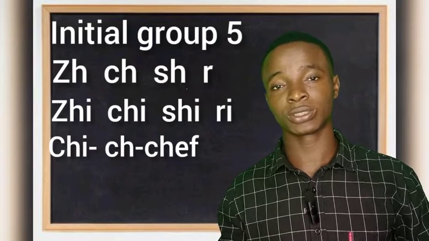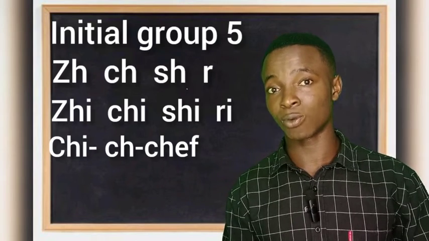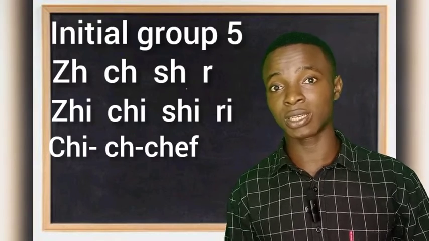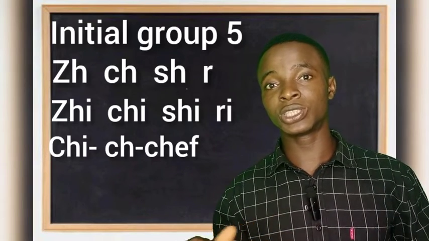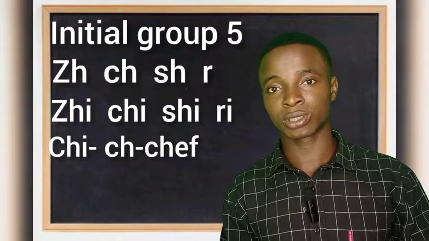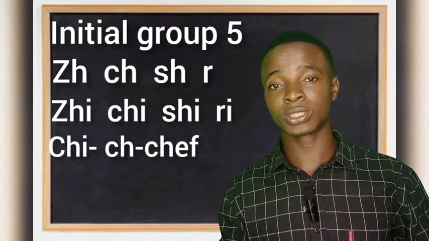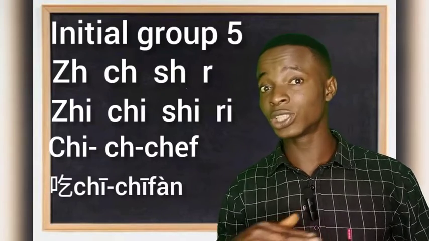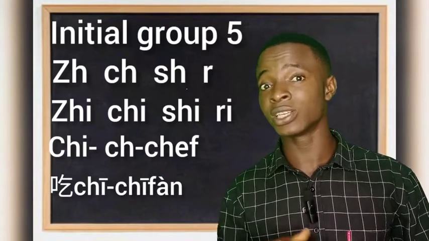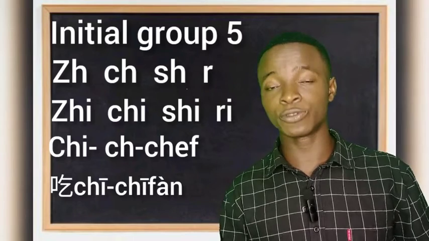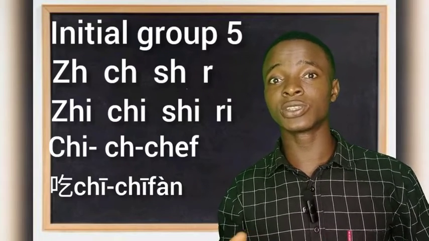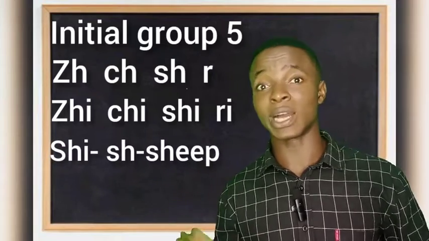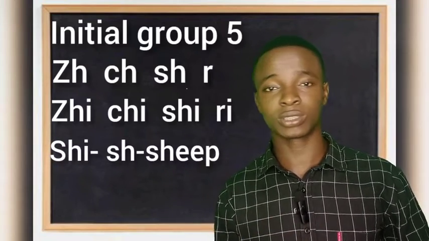Ch. Prolong it while saying the ch sound in the English language. Ch, ch. The Chinese word to eat is 吃. To eat food in Chinese is 吃饭.